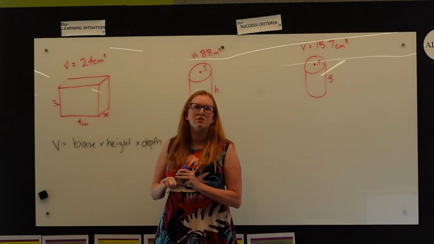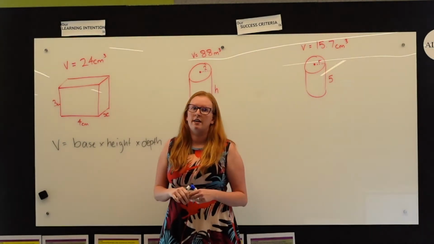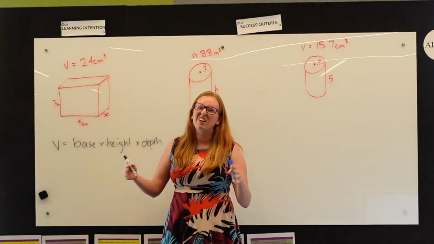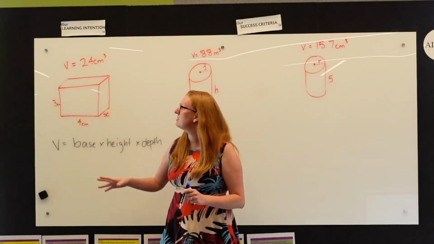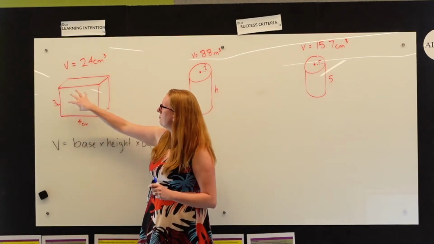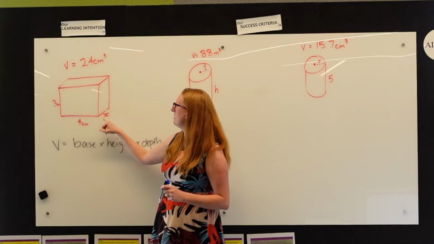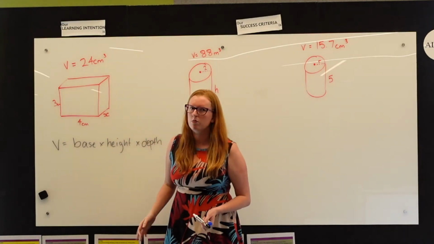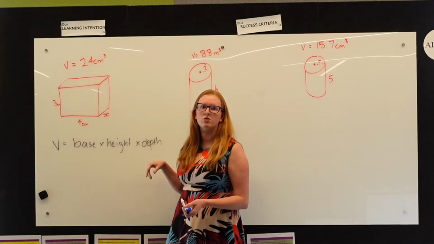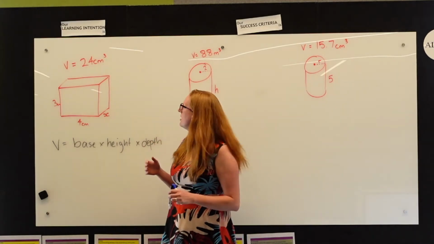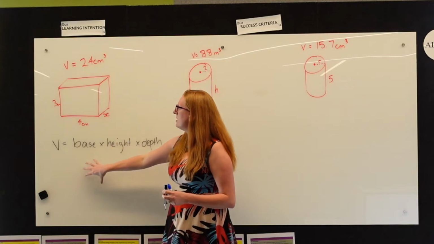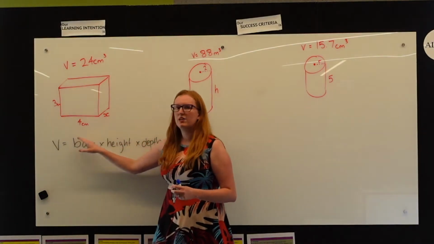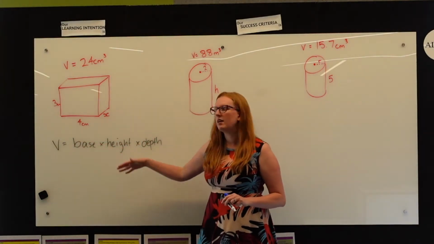Now, some people call depth breadth, some people might call it width. They kind of all mean the same thing. So long as you've got three dimensions that you're multiplying together, two for the front area and then one representing how far the shape has been stretched back, it doesn't really matter what word you use to describe those sides.